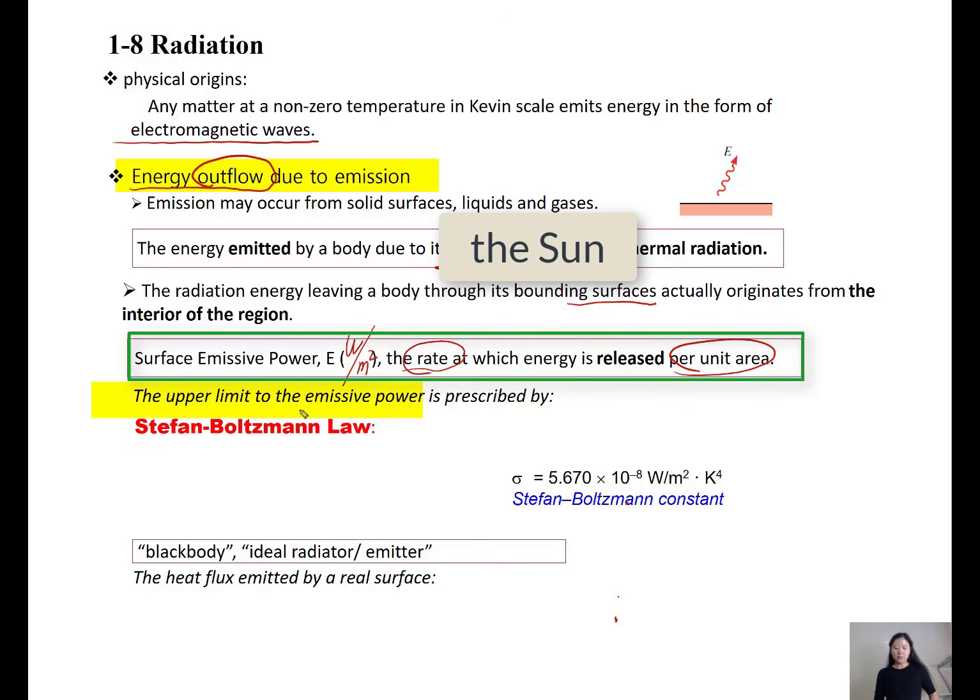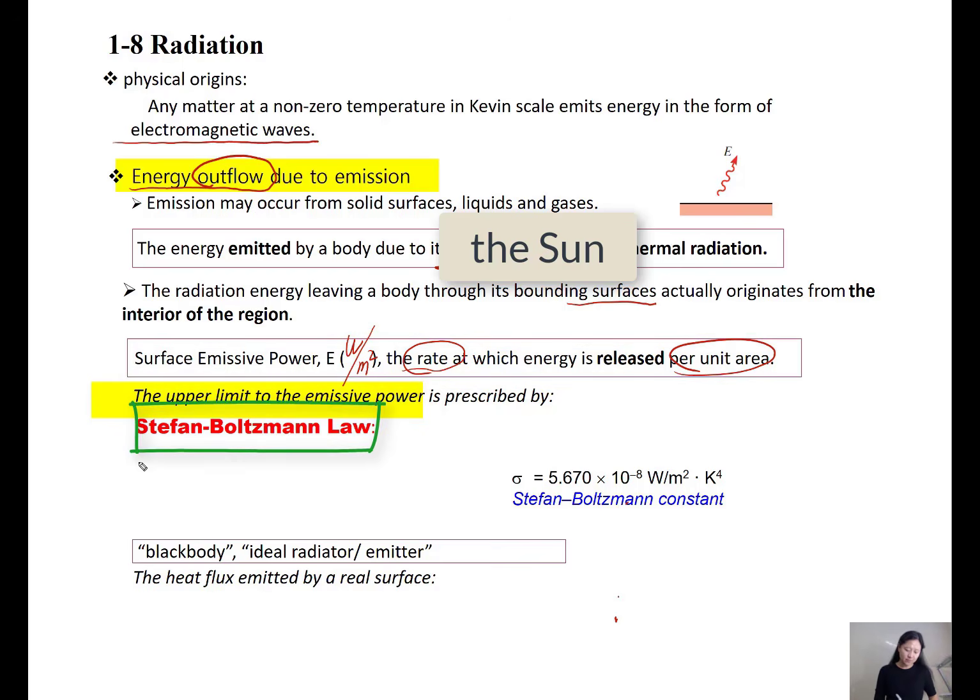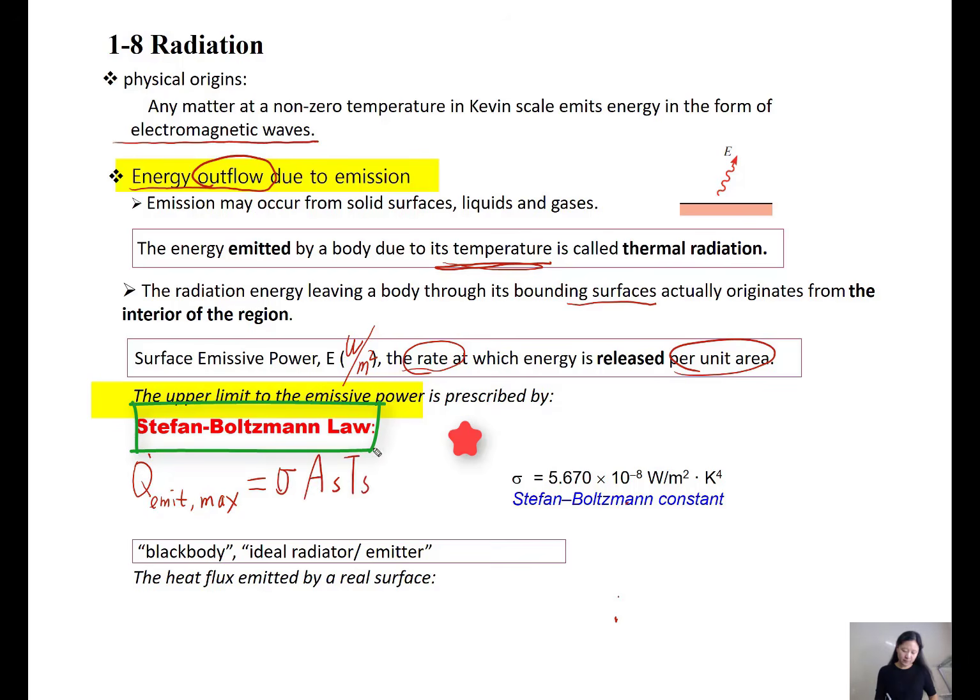The upper limit to the emissive power is prescribed by the Stefan-Boltzmann law. Emissive power, the upper limit. So this is sigma. This sigma is a small number. It's called the Stefan-Boltzmann constant. Note, temperature here has to be in Kelvin.